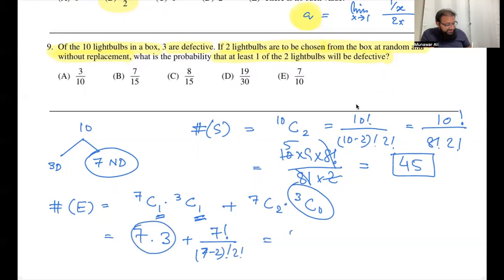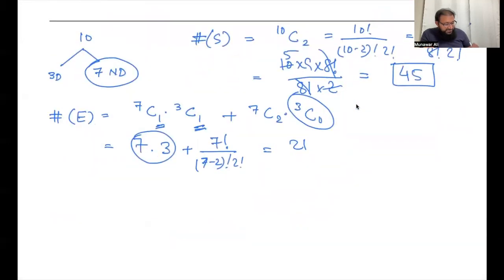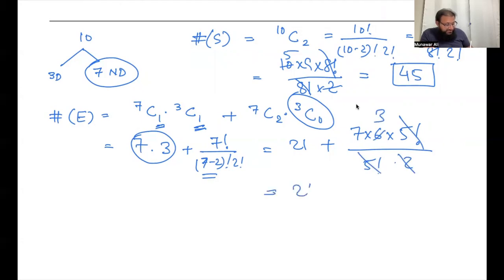So 7 times 3 is 21, plus 7 times 6 times 5 factorial over 5 factorial and 2 factorial, which is 2. This is cancelled, this is 3, 7 times 3 is 21. Plus 21, so this is 42.